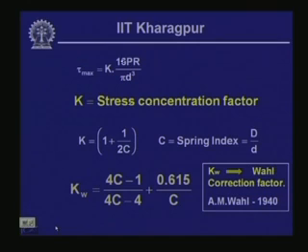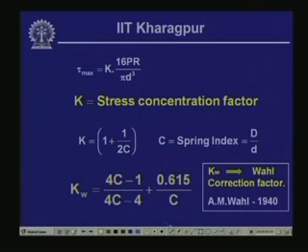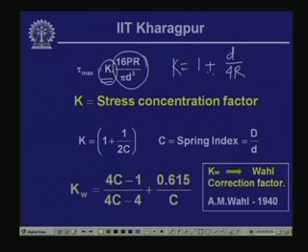Now, this stress concentration factor is equal to K, and this is multiplied by the shearing stress 16 P R by pi d cube. Now, K as we have seen is equal to 1 plus d divided by 4 R. Now, R is the mean radius. So, twice R, so 4 R we can write as 2 into 2 R, and 2 R is nothing but the diameter of the coil.